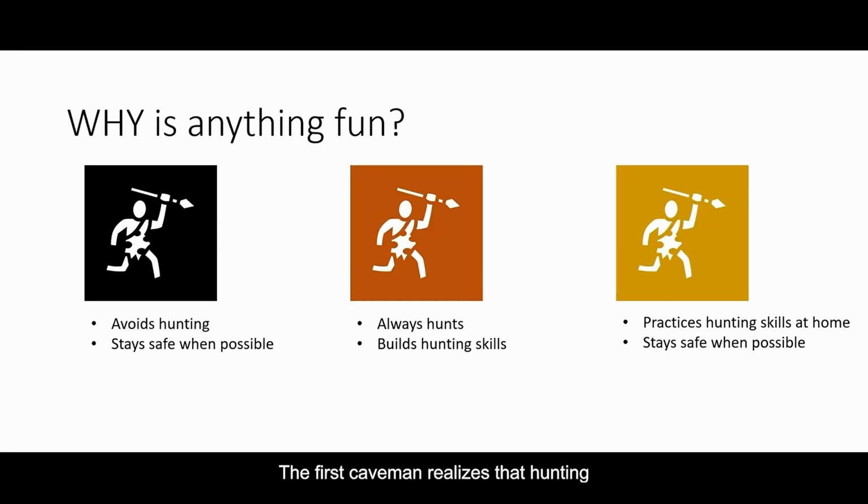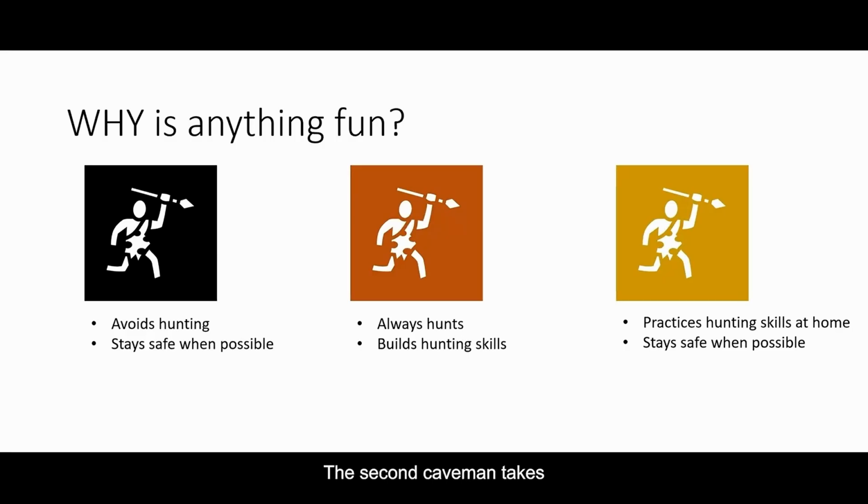The first caveman realizes that hunting is a dangerous activity that might end up with him being dinner, so he only hunts when it's absolutely necessary and stays in the safety of his cave the rest of the time. He's safe in his cave, but when he does have to hunt, he doesn't have a lot of experience, so he's very likely to die.